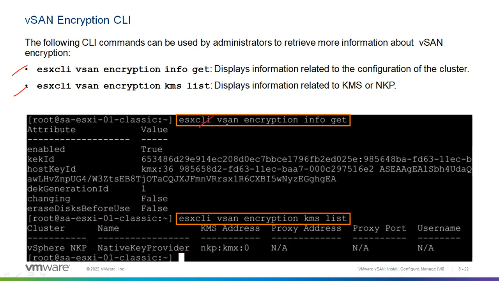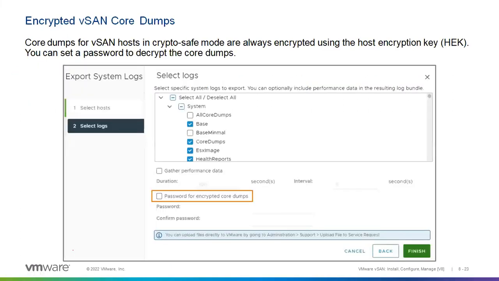With the ESXi CLI, if you run the command esxcli vsan encryption info get, you will see enabled true. This is your KEK ID and host key ID. And this is the detail of the key provider. My default key provider here is the vSphere NKP, but if you are using some external key provider, it will show you the key provider details here at each host level.